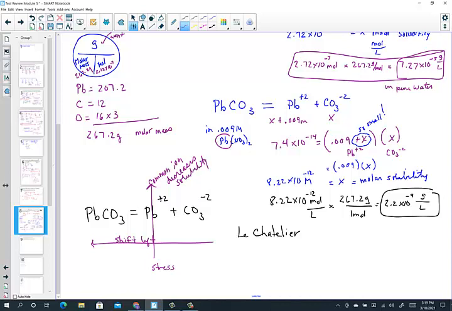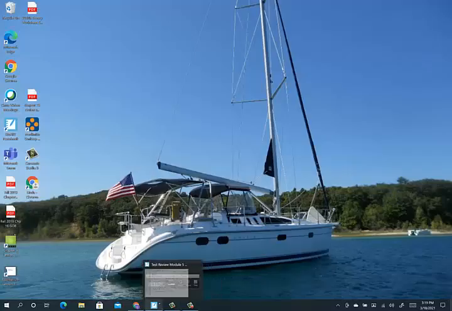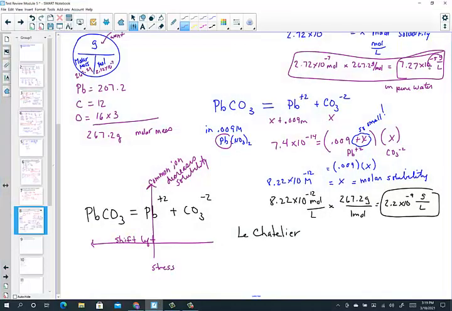Notice that we had a negative 5 ion power here, and down here we had a negative 9. The solubility decreases upon the addition of a common ion.